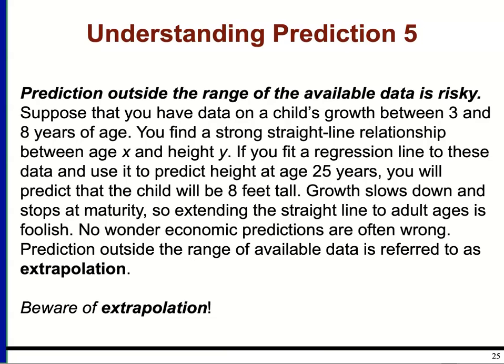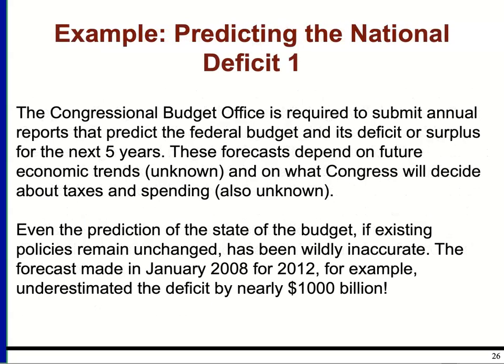So that's why a lot of our predictors end up being wrong, even for things like meteorology, trying to predict the weather, because if you're going well beyond the available data, there's just so much that can change, and it might not follow the pattern that we've established. So be aware anytime that you're trying to make a prediction outside of the range of available data, and that's called extrapolation. So we can also see this in an example of looking at the national deficit. So every year, the Congressional Budget Office is required to submit annual reports that predict the federal budget and its deficit or surplus for the next 5 years. Now, you can imagine that trying to predict the future for 5 years is going to miss a lot of things that could be changing.